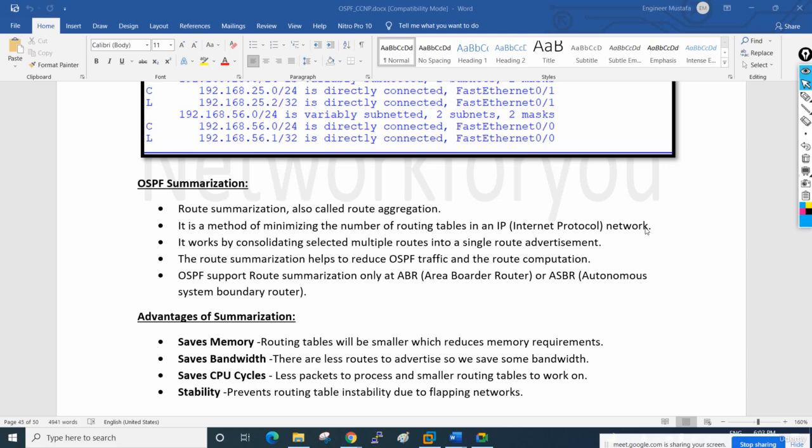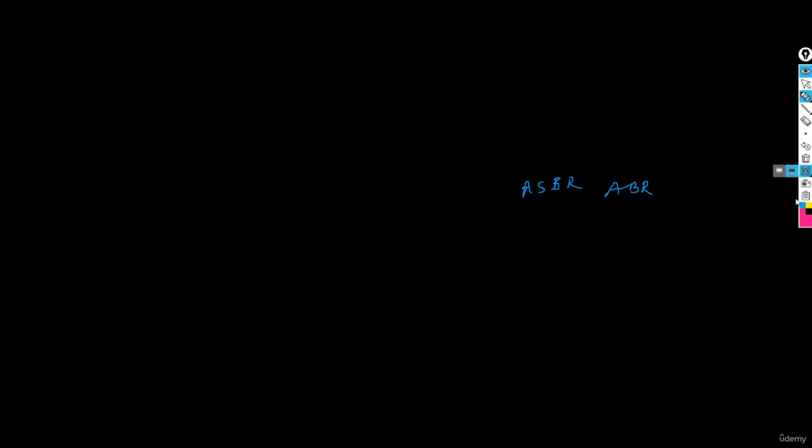Hello everyone, so now we are going to do the OSPF summarization. If you remember, before we said summarization can be done in OSPF in two places: one is the ASBR and the other is the ABR, only these two routers. What I mean, let me take the blackboard.